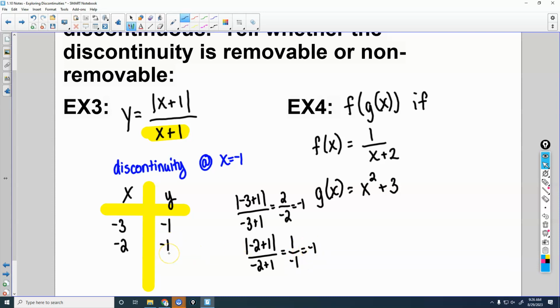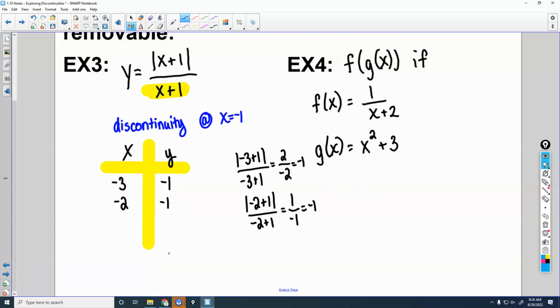All right. If I tried something like -1.5, I can't plug in -1 because it'll give me 0 over 0. If I did that, on the top, I'd get +0.5. In the bottom, I'd get -0.5. Again, -1. What number am I going to get for pretty much anything I plug in that's below -1? A -1, right? All the way up until -1, in which it's undefined, right?